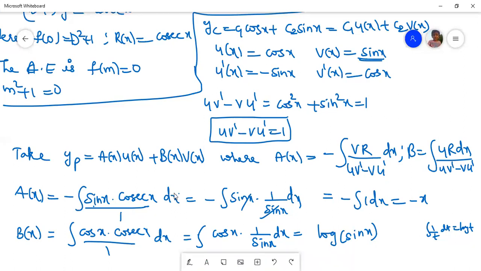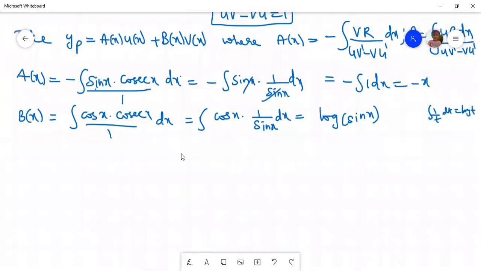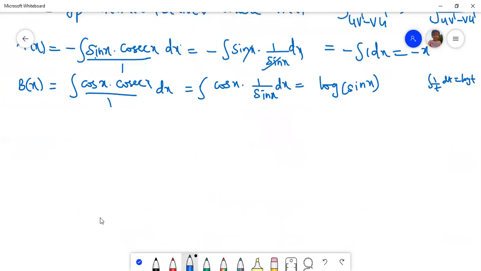Next we can write the particular integral. Therefore yp equal to minus x cos x plus sin x into log of sin x. b is log of sin x, v is sin x. Okay, this is yp.